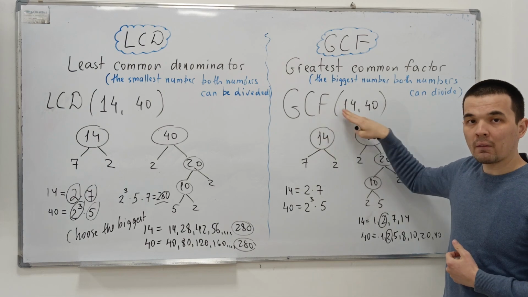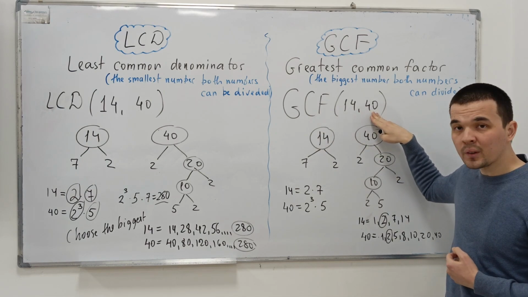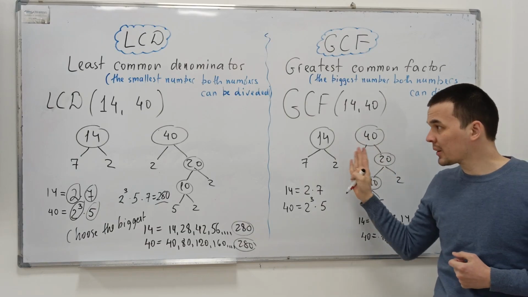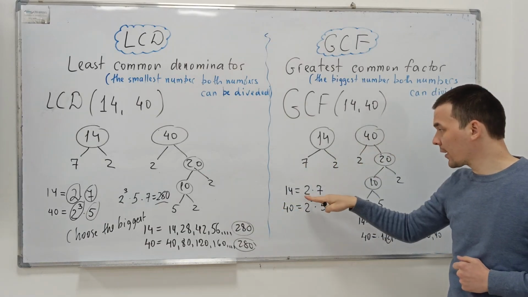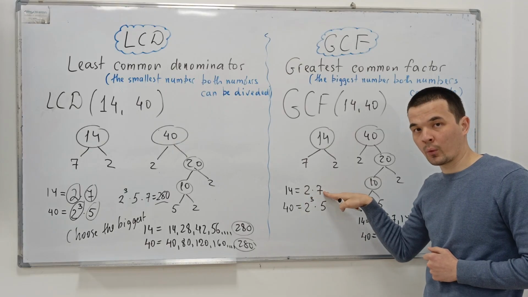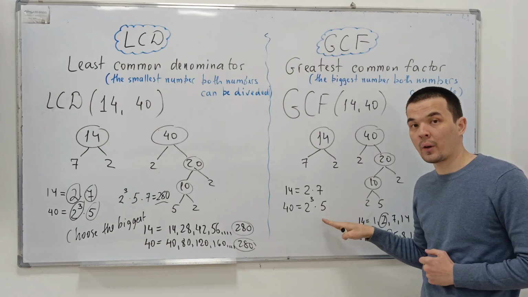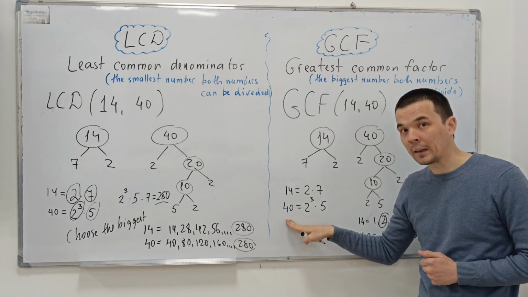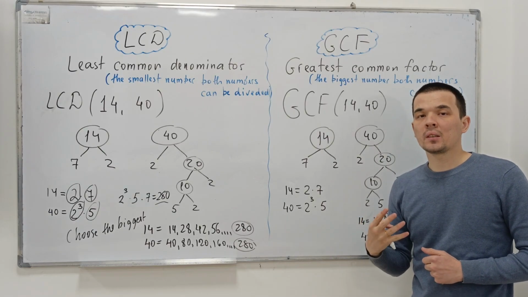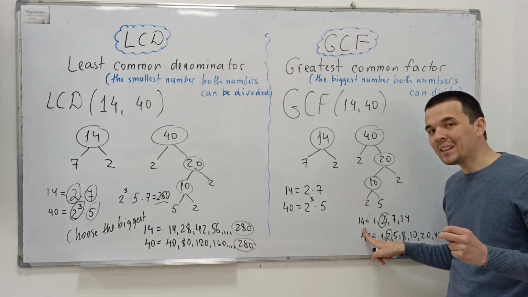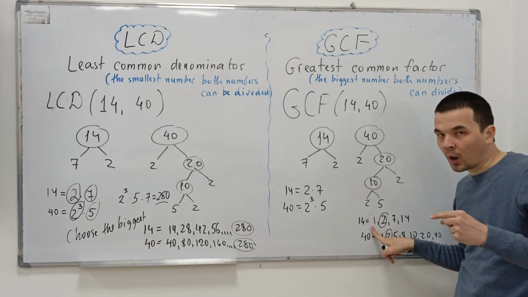The same question: we have 14 and 40, and we found the prime factors of the two numbers like in the previous example. We have one 2 and one 7, the factors of 14, and we have 2 exponent 3 multiplied by 5, the factors of 40. What is that? What is GCF? Let me explain. If you pay attention, 14 can divide 1.